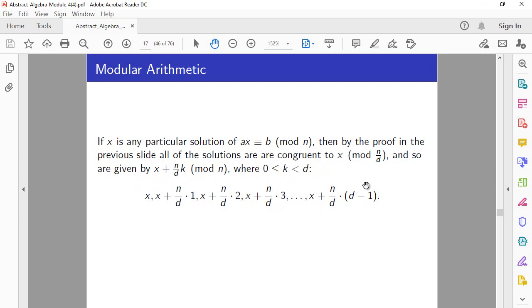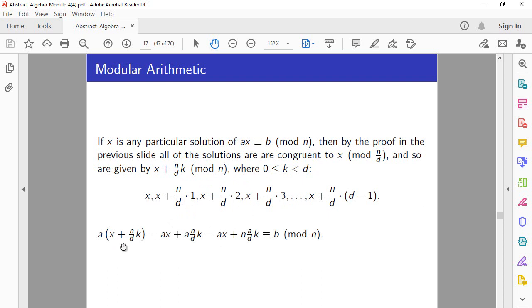Now all these values here, no two of them are congruent modulo n. So there are d of them here. So these d solutions are distinct mod n, and of course they are the same modulo n over d.